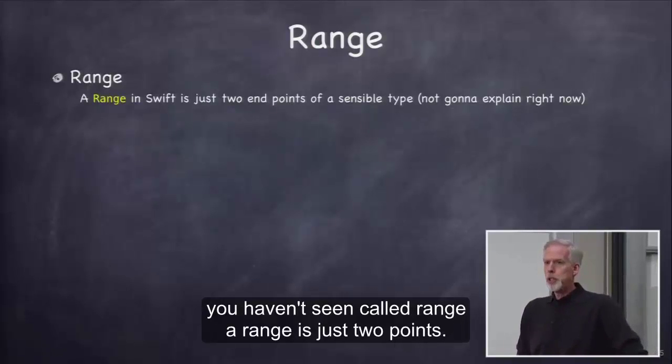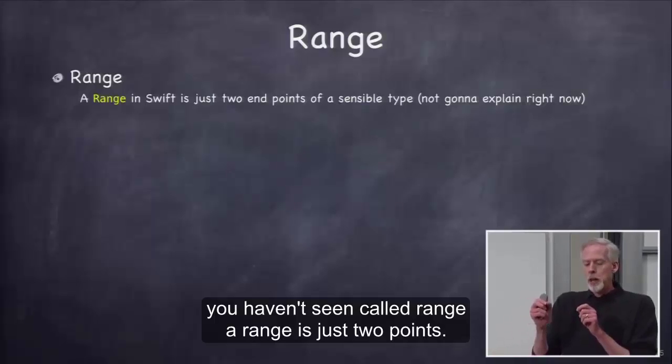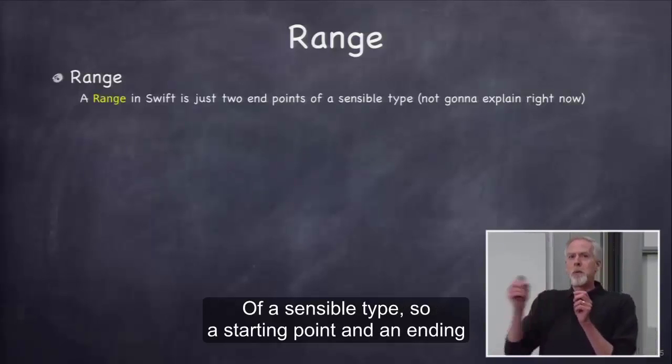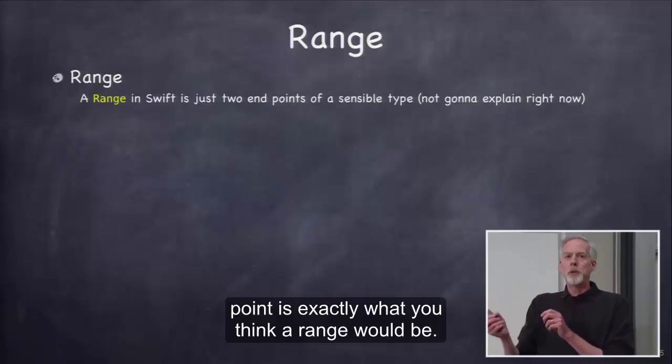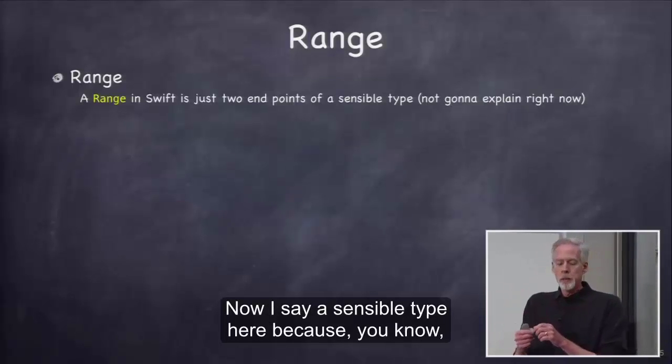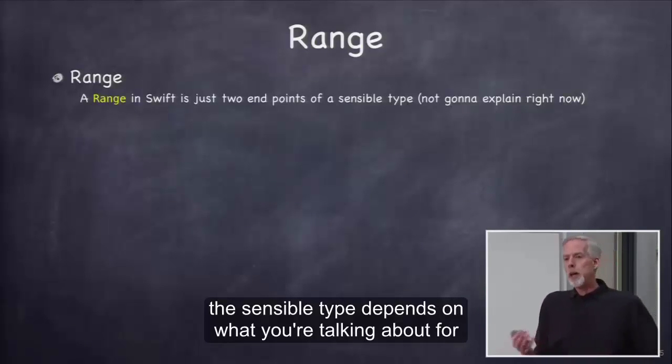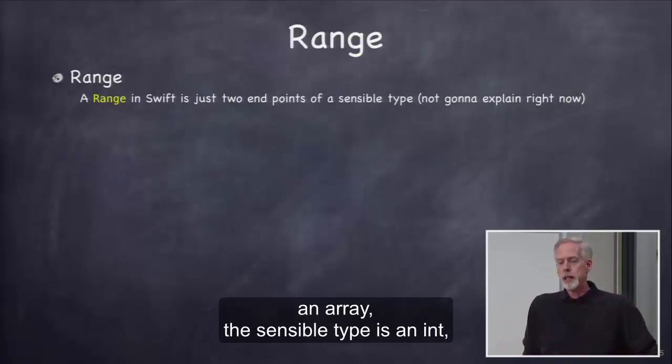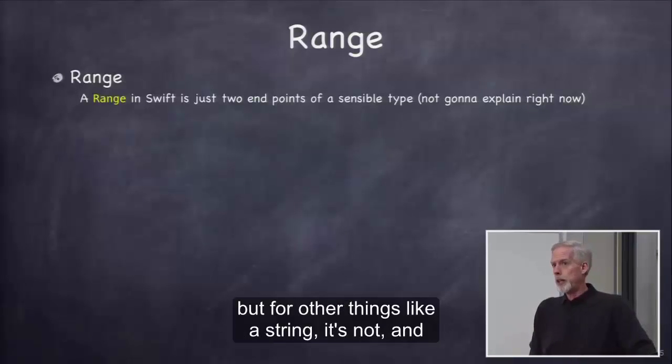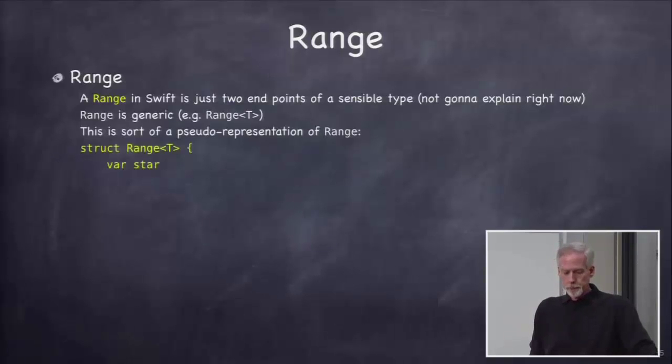All right, I'm going to teach you about a new struct that you haven't seen called range. A range is just 2 points of a sensible type, so a starting point and an ending point. It's exactly what you would think a range would be. I say a sensible type because the sensible type depends on what you're talking about. For an array, the sensible type is an int, but for other things like a string, it's not. And we're going to talk about that in a minute.